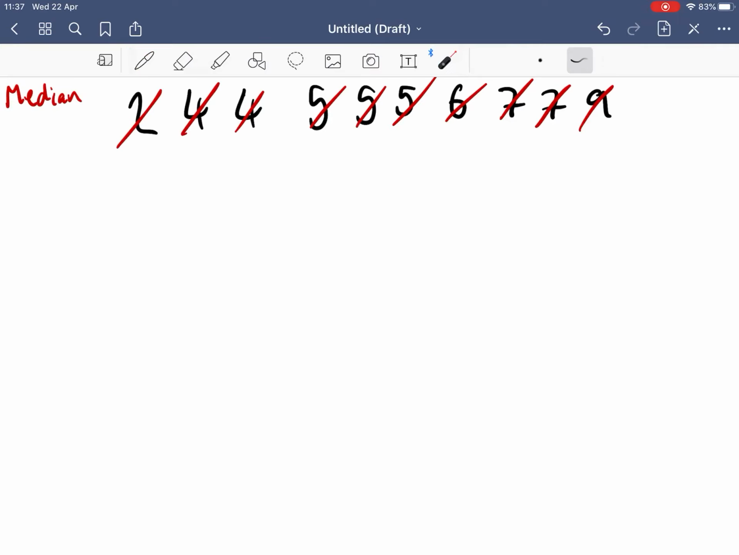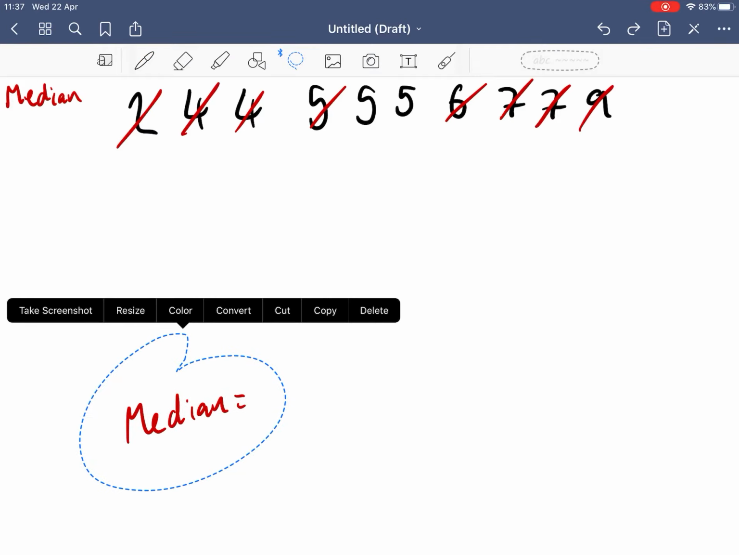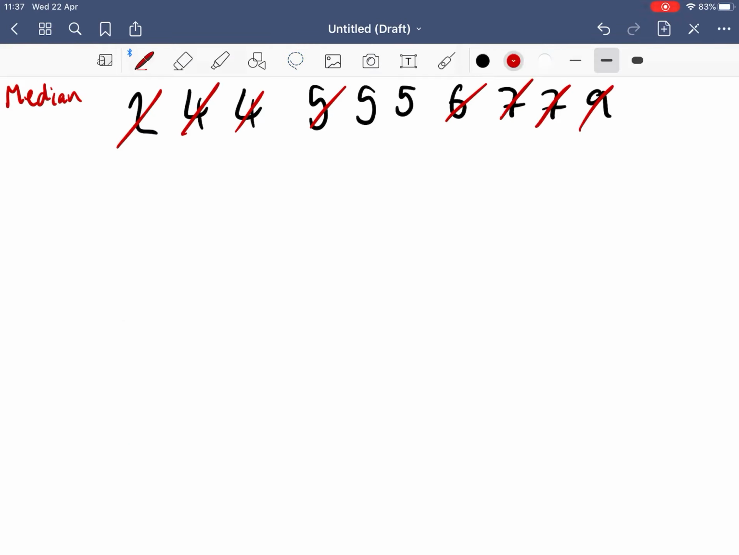Now, because this is an even number, we have 2 left in the middle. We can't be left with none, so we have to leave both of them. Now, we have to work out what is directly in the middle of 5 and 5. What's in the middle of 5 and 5? Well, it's 5. So we know the median equals 5.